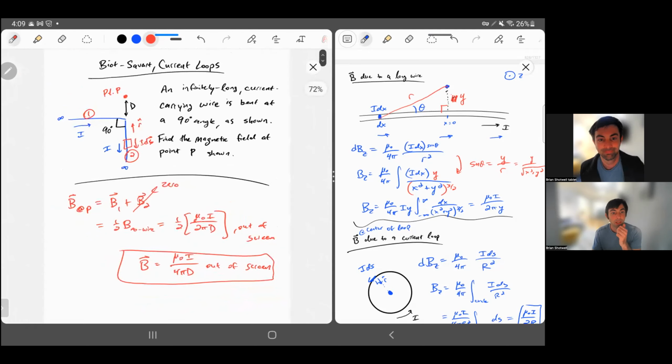Any time you're given a circle, a fraction of a circle, an infinite wire, or half an infinite wire, you should be able to combine all of those pieces to get the overall magnetic field from any combination of those things.